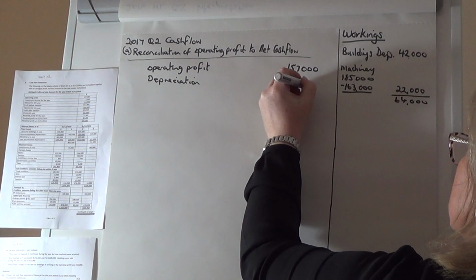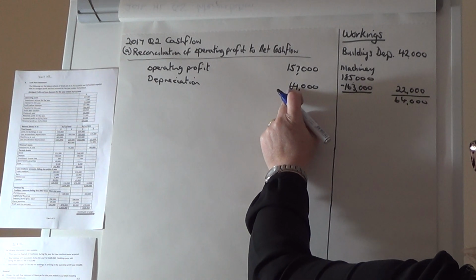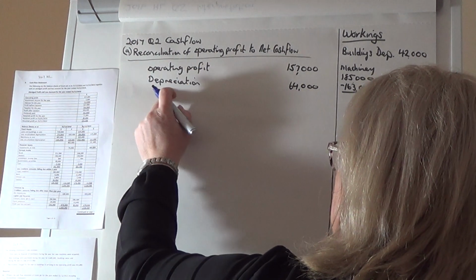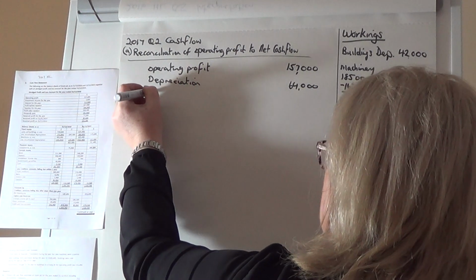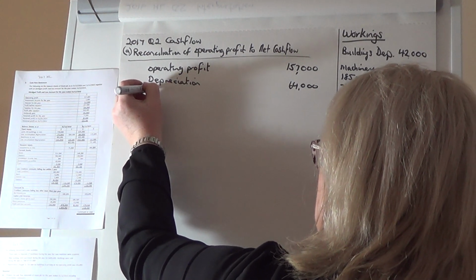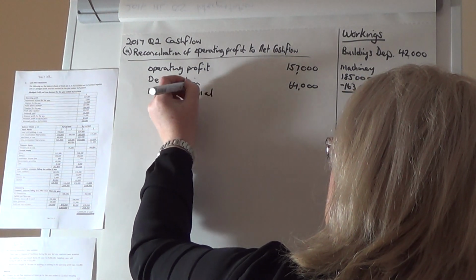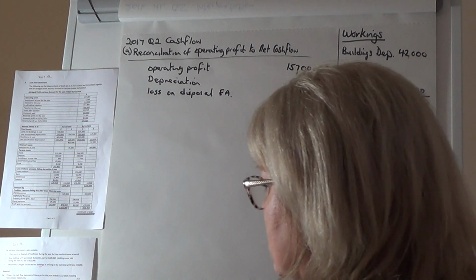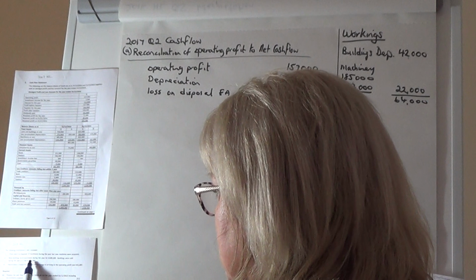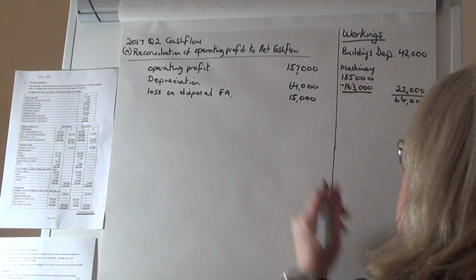So 64,000 was charged and subtracted to reduce our profit, and therefore we have to reverse that process, and we're going to add it back on. It's a non-cash item, so therefore we're moving profit to a cash figure. We'll reverse the non-cash items, so we'll add back in that depreciation figure. And there was also a loss on a disposal of a fixed asset, and you were actually given that figure there. So the question told us that there was a loss of 15,000 on that, so that 15,000 would have reduced our profits originally, so we're going to add that back on here.